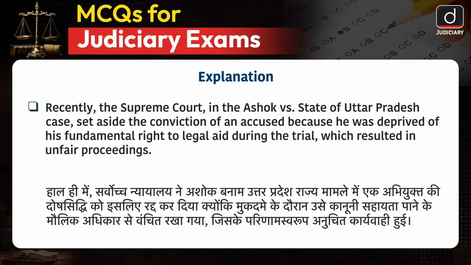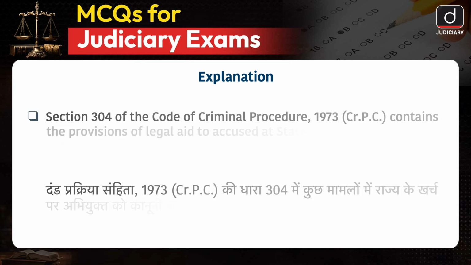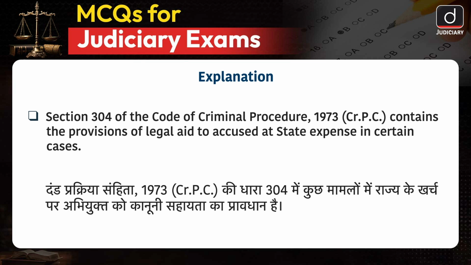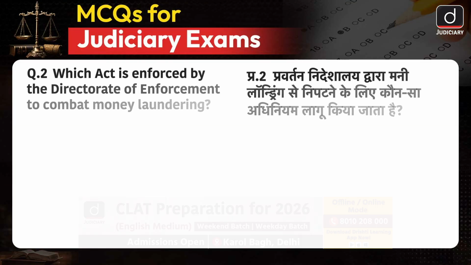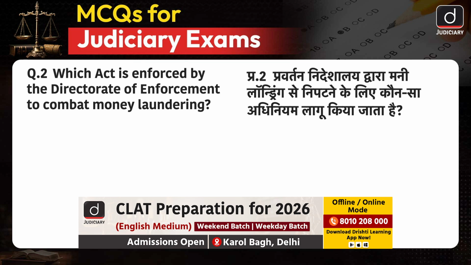Recently, the Supreme Court, in the Ashok versus State of Uttar Pradesh case, set aside the conviction of an accused because he was deprived of his fundamental right to legal aid during the trial, which resulted in unfair proceedings. Section 304 of the Code of Criminal Procedure, 1973, contains the provisions of legal aid to accused at state expense in certain cases.